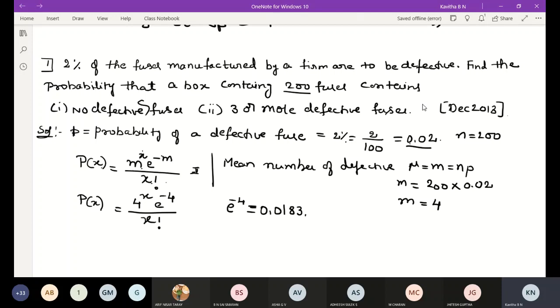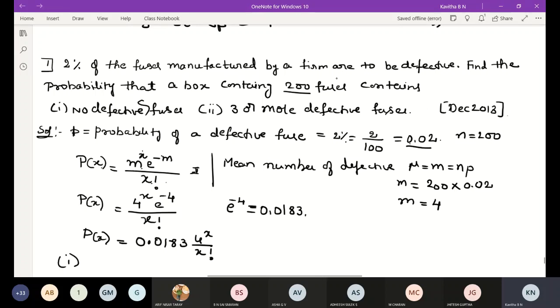Next here, P of x is equal to, e to the power of minus 4 is 0.0183, then 4 to the power of x by x factorial. Okay, then next completed.